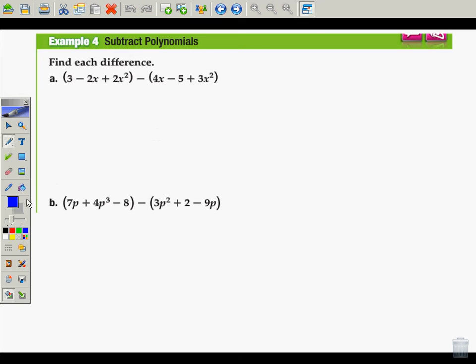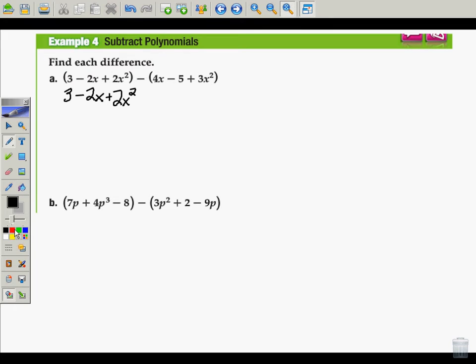Now we're going to go through and find the difference of polynomials, and this is where that extra step we had for addition will make more sense. So what we're going to do is rewrite without the parentheses, so we'd have 3 minus 2x plus 2x squared.